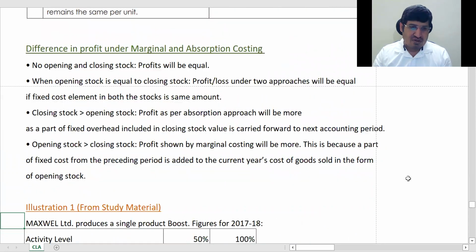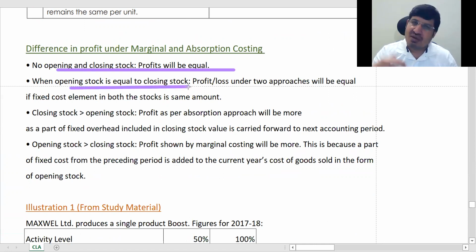ठीक है, तो फिर इसके बाद है डिफरेंस इन प्रॉफिट, जो मैंने आपको बताया था कब कैसे कैसे होगा. Difference in profit, I just explained, right? No opening and closing stock, profits equal. Opening stock is equal to closing stock. Profit will be equal if fixed cost element in both the stocks is same. That is, they are saying that previous year's fixed cost rate is same as the current year.